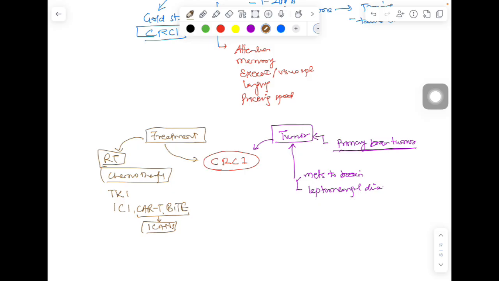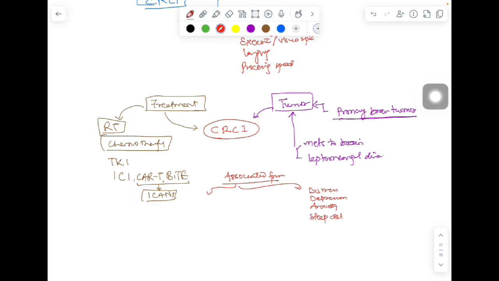Then there are associated factors. Cognitive decline is not only due to treatment or tumor, but due to distress, depression, anxiety, sleep deprivation, then cytokines, fatigue, anemia, hormonal imbalance like hypothyroidism. All these problems can cause cognitive impairment. So the best way to remember is that anything which is affecting the patient is actually affecting the cognition also.